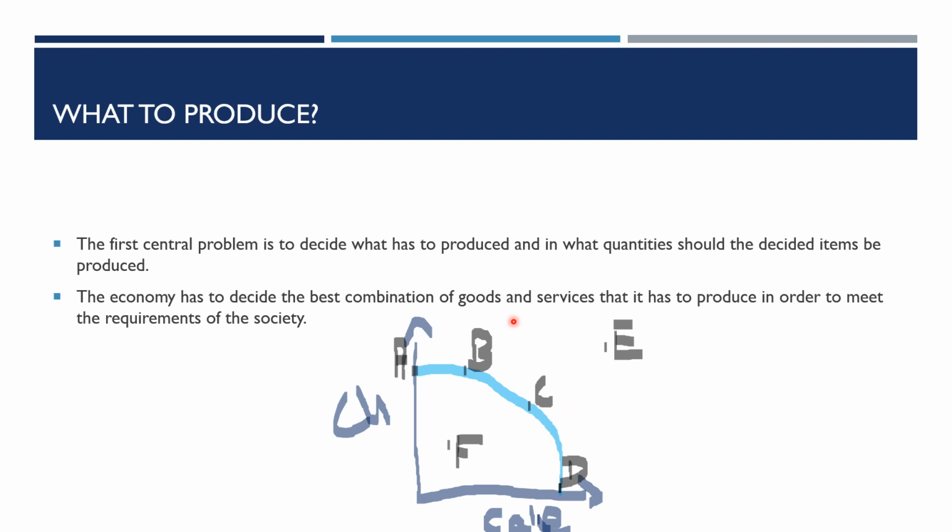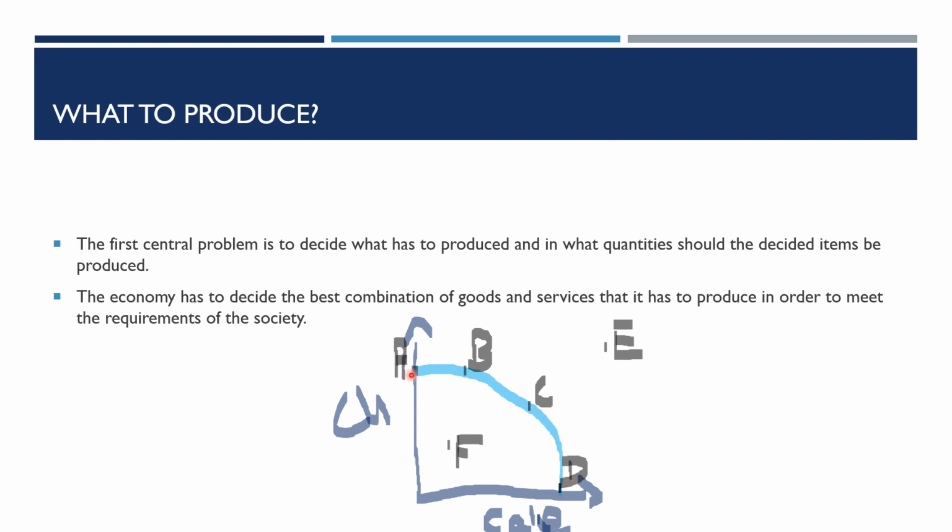So the economy has to choose whether to produce at point A, point B, point C, or point D as per its requirements. The economy needs to understand the actual requirement of the society, and based on that, out of these possibilities on the PPC curve, it has to decide at which point to produce.